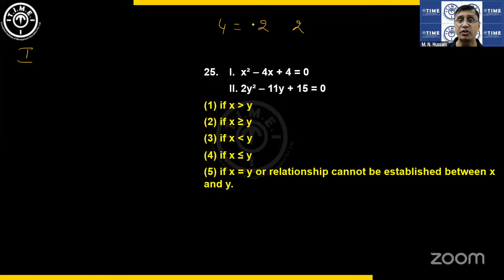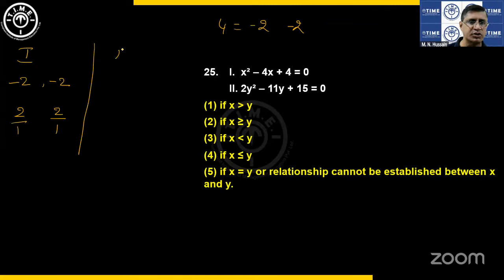But here minus 4 is given. So what I am doing is taking the factors as minus 2, minus 2. So minus 2 and minus 2 are the factors, which means the roots are positive 2 by the coefficient of x square. Minus 2, minus 2: by adding these two, we get minus 4, and minus 2 into minus 2 is a positive 4. Look at the second quadratic equation. What about the roots of the second quadratic equation?